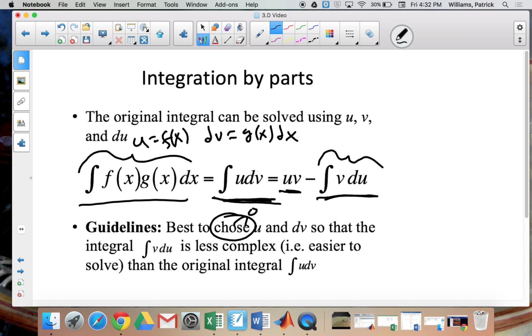Okay. So this is all we're going to have on the videos for integration by parts. So come to class ready with questions. And in the next video, we'll deal with another method of integration, which is called partial fractions.